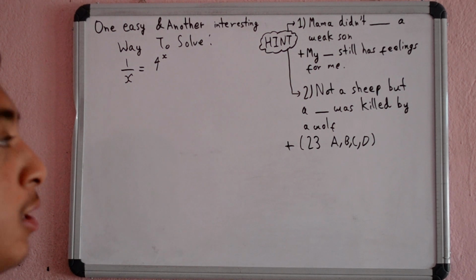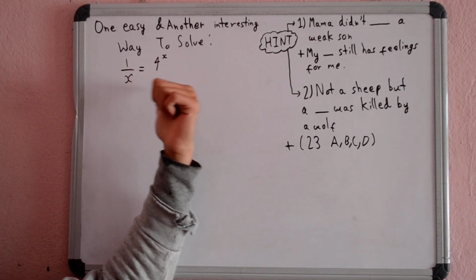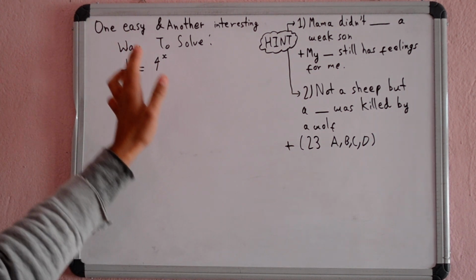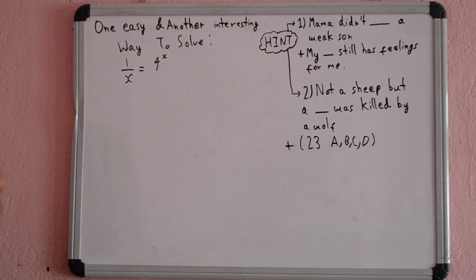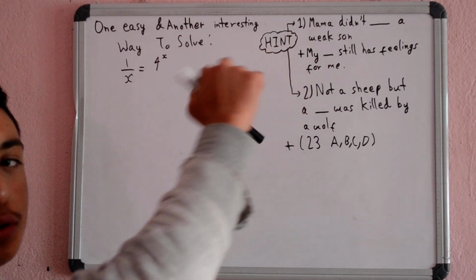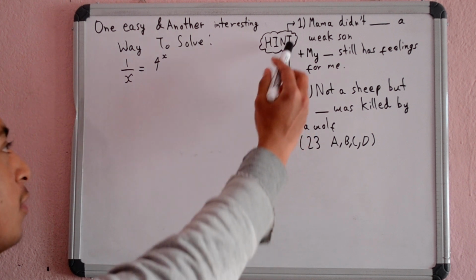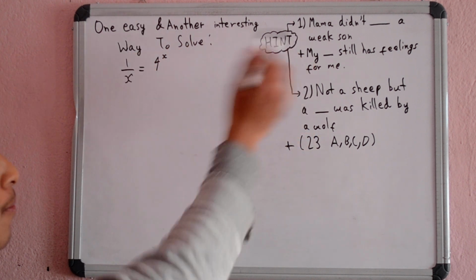Hello guys, let's solve 1/x = 4^x. There is one easy way to solve this and another interesting way to solve this. I've given you two hints, two-part hints. So the first one is for the easy one.